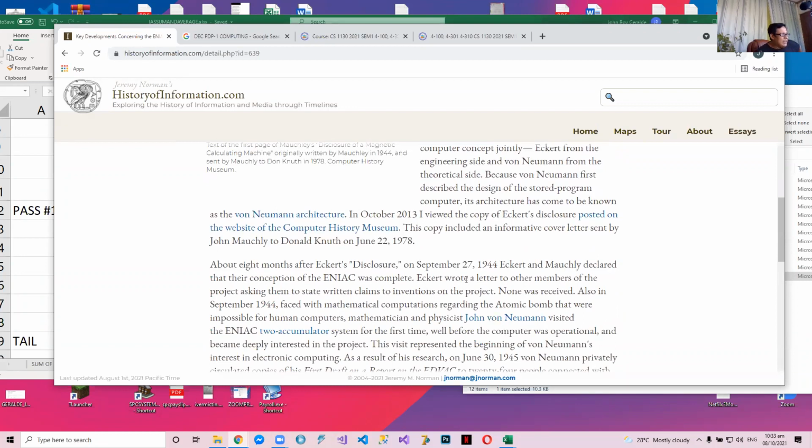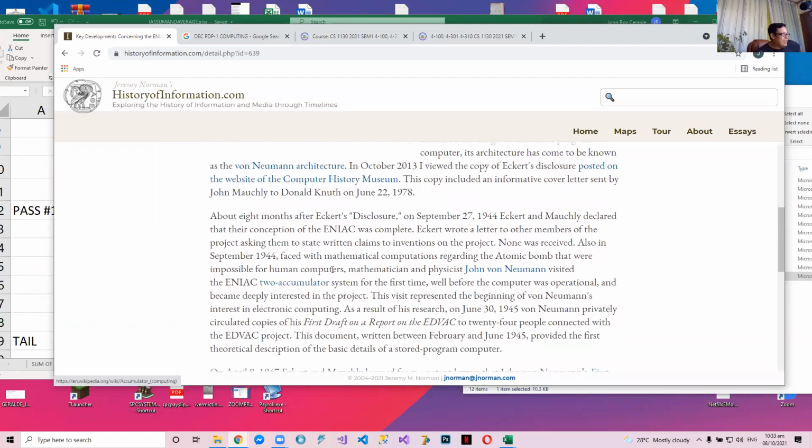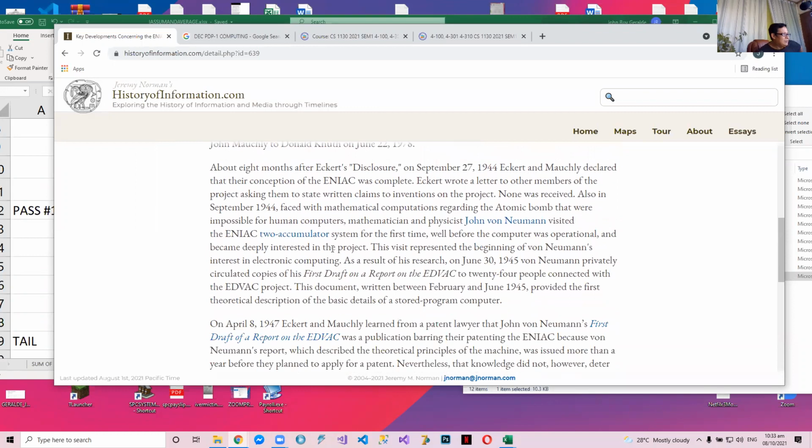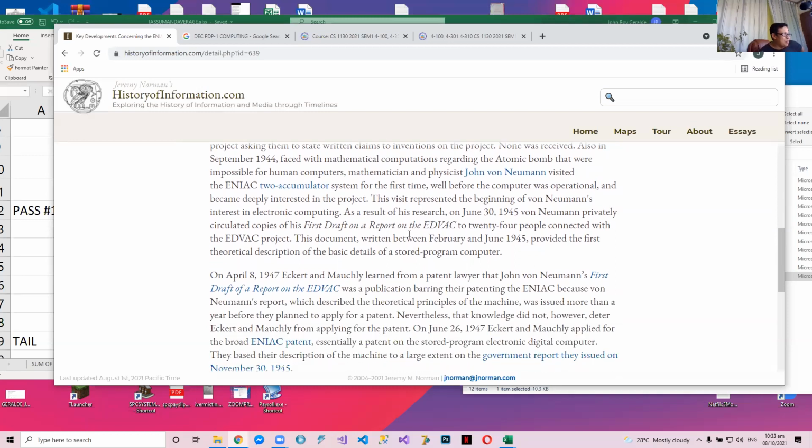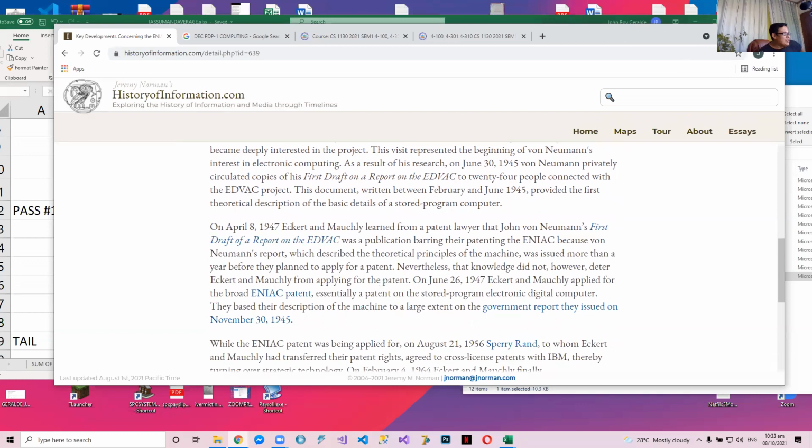Okay. So in 1944, they declared the ENIAC complete, and they applied for a patent. John von Neumann paid them a visit and discussed the invention of another computer, and in 1945 John von Neumann released the first draft report on EDVAC.